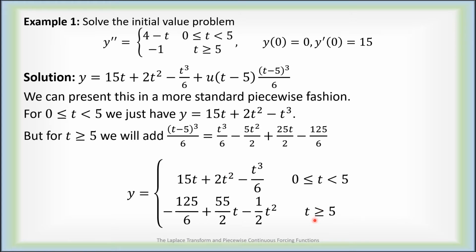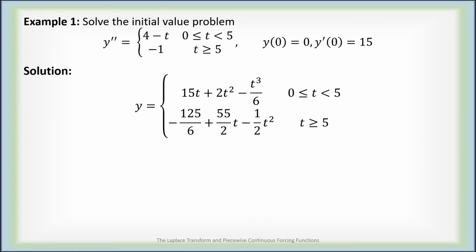But once we hit t being 5 and beyond, we have all of this combined with these, which gives us negative 125 over 6 plus 55 over 2 t minus 1/2 t squared. So if you don't want to write your solution in terms of step functions, you can convert it back into a piecewise defined function. Now here's the function, piecewise defined, that we managed to see was the solution to this initial value problem.